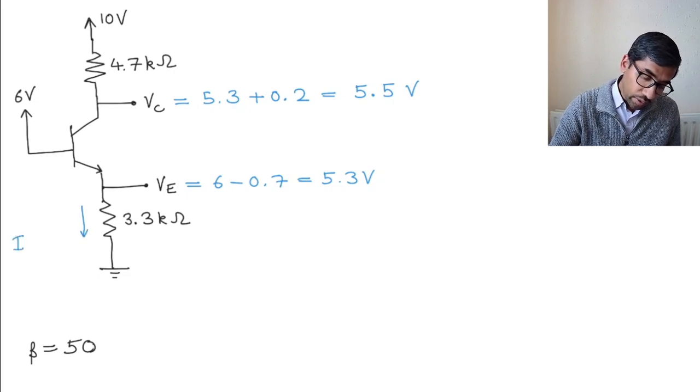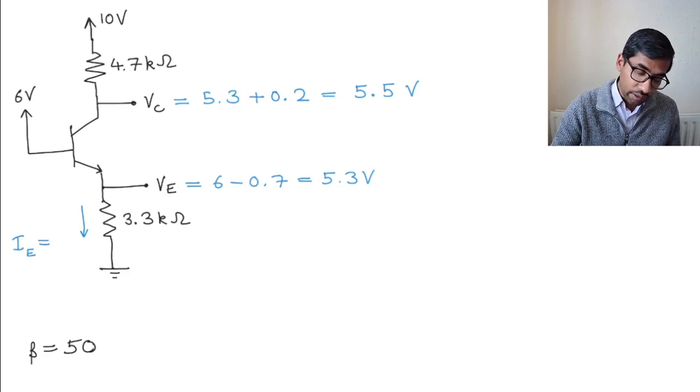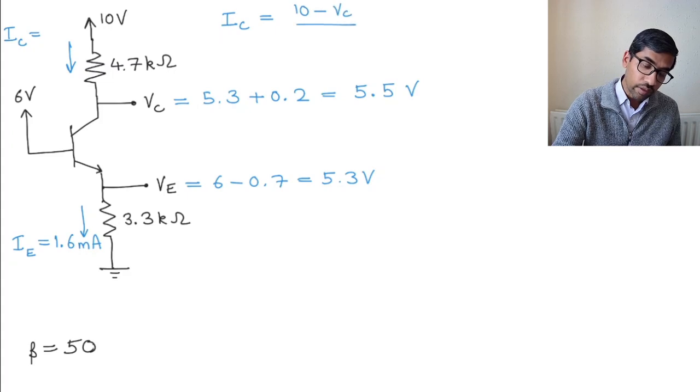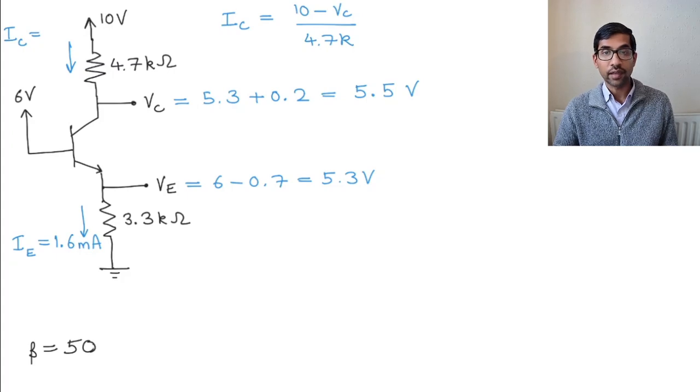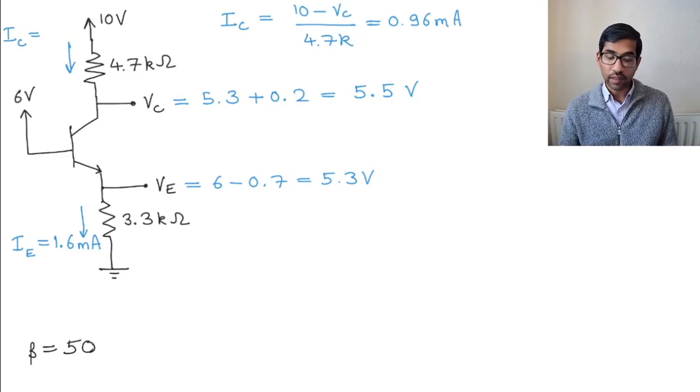So what is IE going to be? We did it last time, it's going to be 5.3 divided by 3.3, which is 1.6 milliamperes, and you can calculate IC. IC is going to be equal to 10 minus VC over 4.7K, and you can put the values in, and I think what you would get is that this is equal to 0.96 milliamperes. That's what IC is.